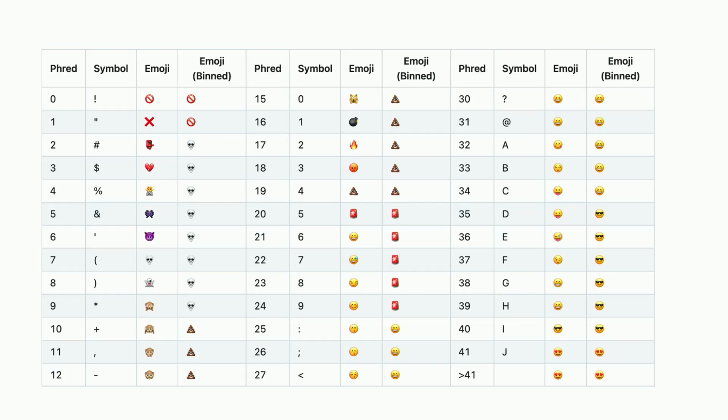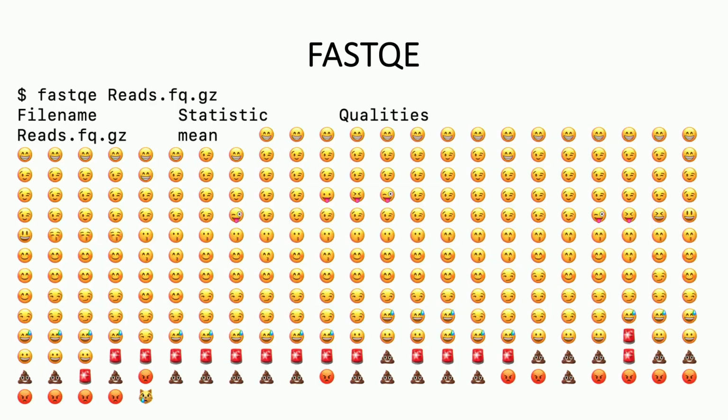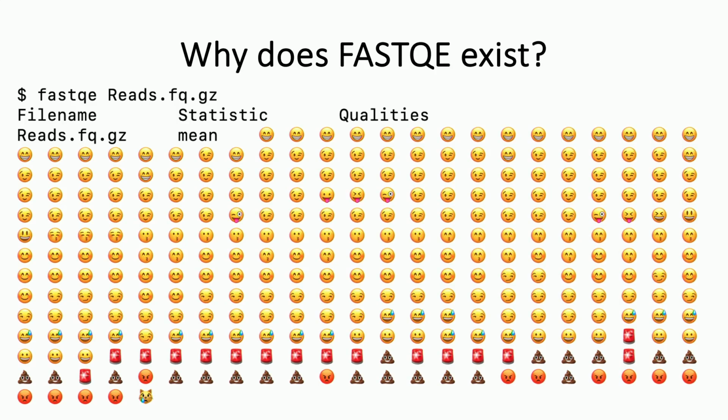FastQE lets you map all the characters, and you can choose which ones you want to use for it, and it's kind of useful. So that's what it does. The question you're probably really asking is, but why does this even exist?